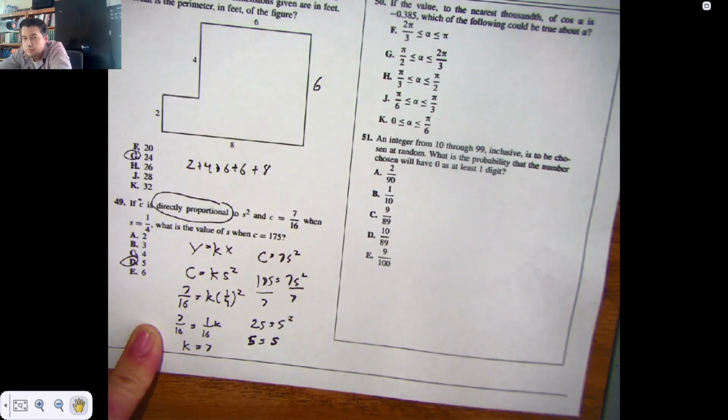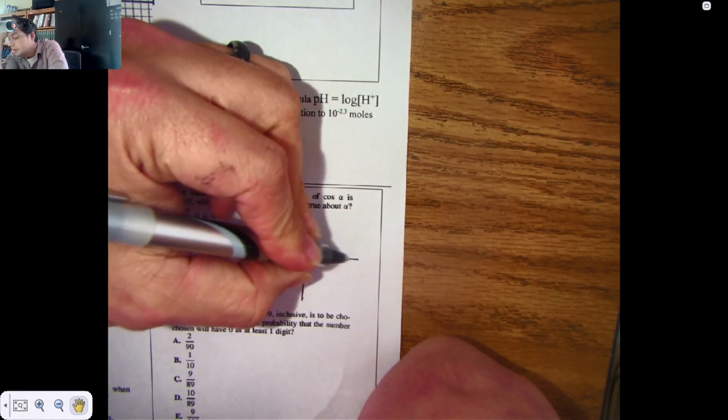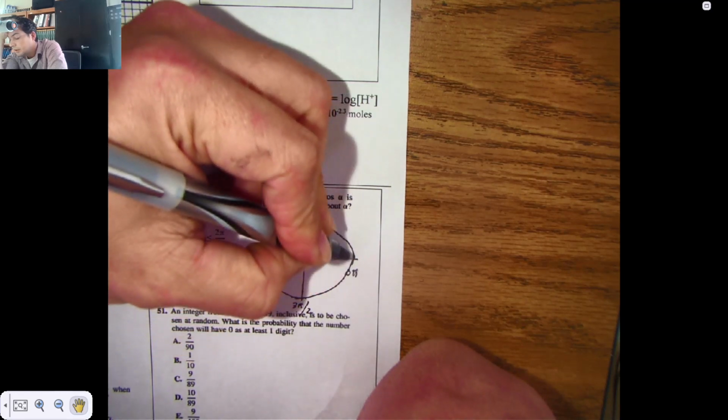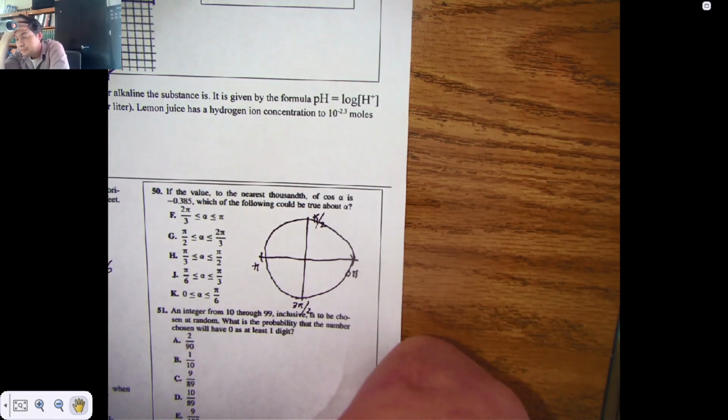So, bam. If the value to the nearest thousandth of the cosine of alpha is negative 0.385, which of the following could be true about alpha? So this is interesting. Sooner or later, we'll talk hopefully about the unit circle. It's a unit circle. I marked 4 important radian measurements on it.